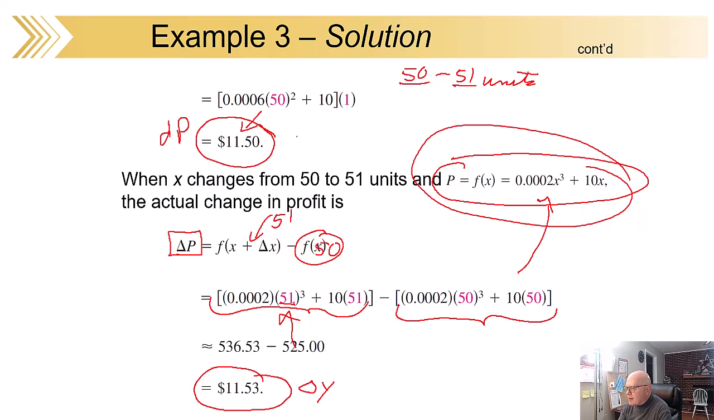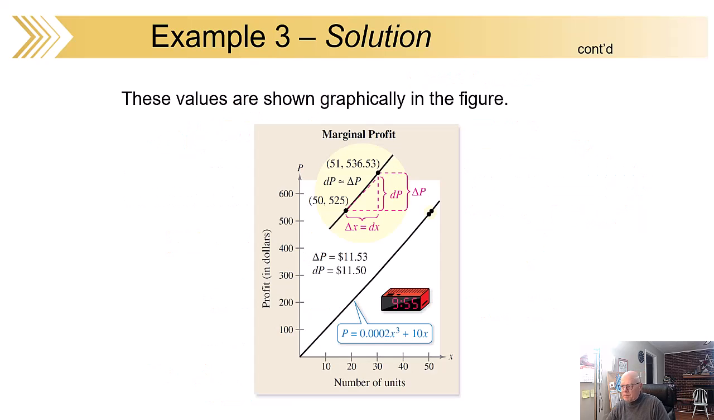This is dp, or delta y. Notice it's close. This is the real difference between those two levels, and this is our quick approximation using calculus. Here's a picture that you can take a look at.